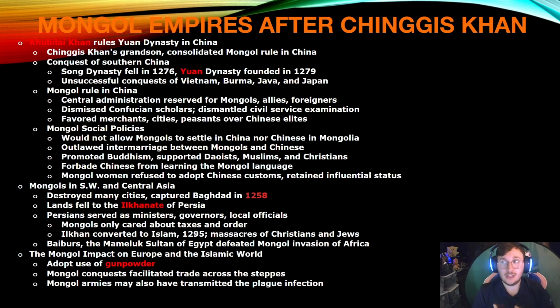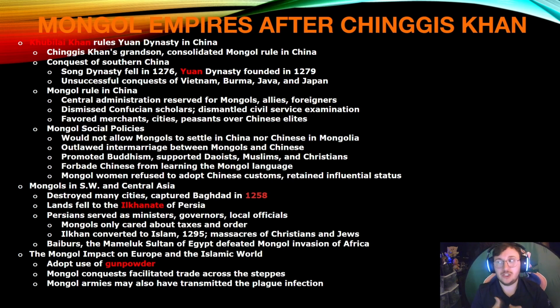He's going to consolidate Mongol rule in China, and he's finally going to conquer the Song Dynasty in 1276, and he's going to establish the Yuan Dynasty in 1279. But he's going to have unsuccessful conquests in Vietnam, Burma, Java, and Japan, where the Mongols really are going to get pushed back and forced to stay in China.